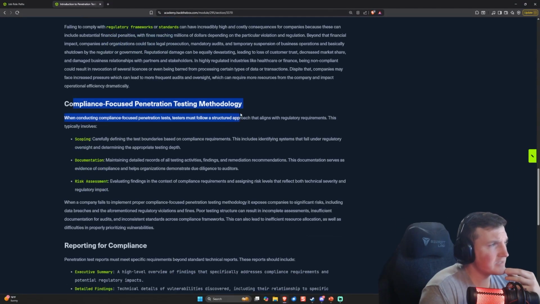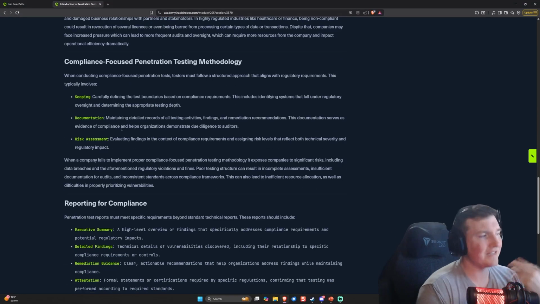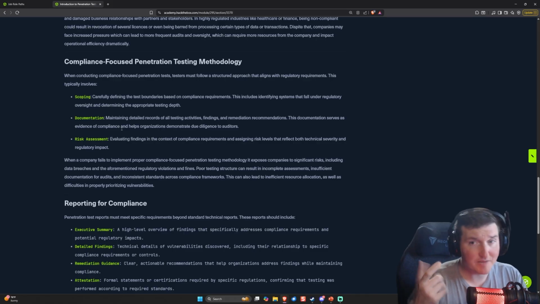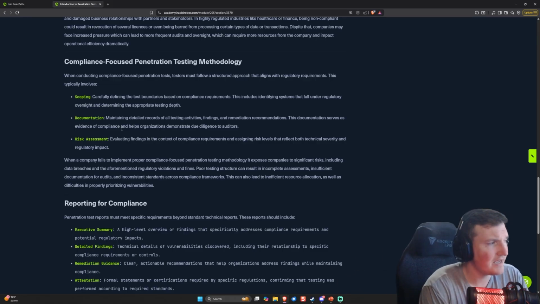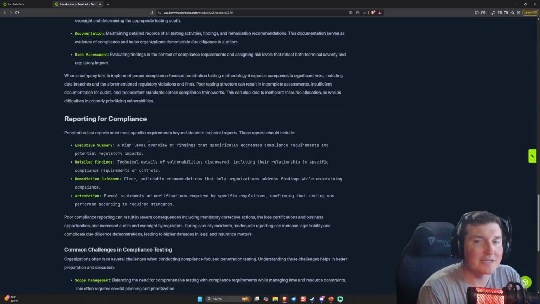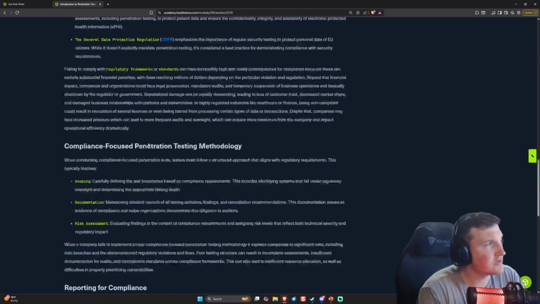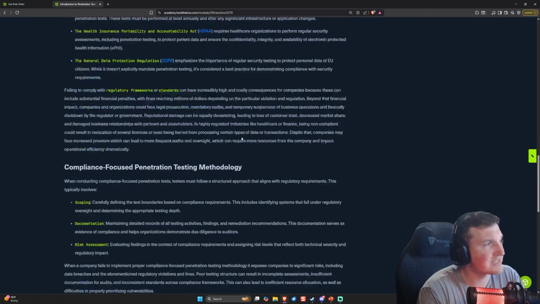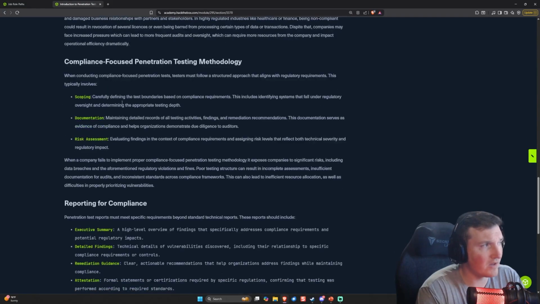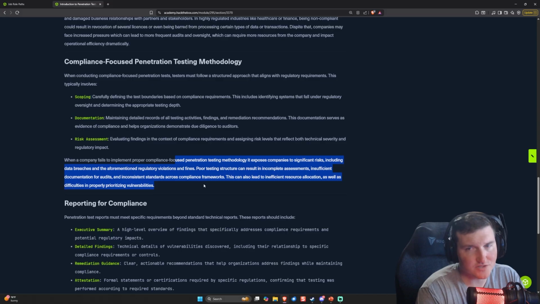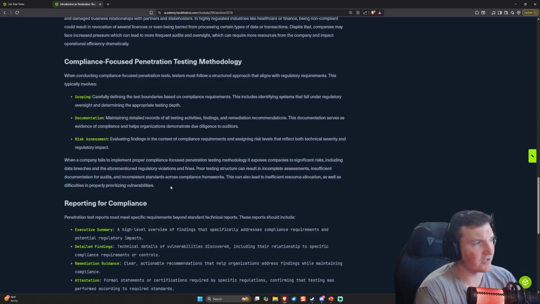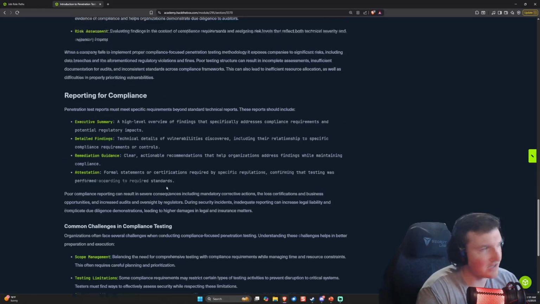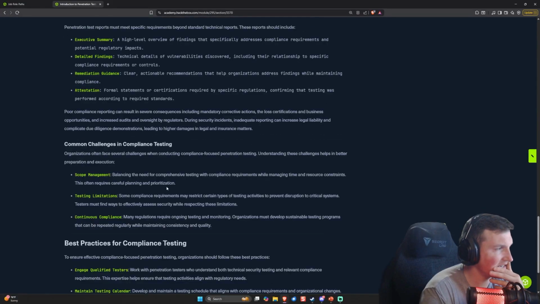So, compliance-focused penetration testing methodology. What this means is when you have a compliance requirement that you're trying to meet with the penetration test, and it's specific, a lot of times those actual frameworks and standards will lay out what they need from a penetration test. Most penetration testers know this, so they will give you a report in the format that you can provide to the regulatory compliance people.